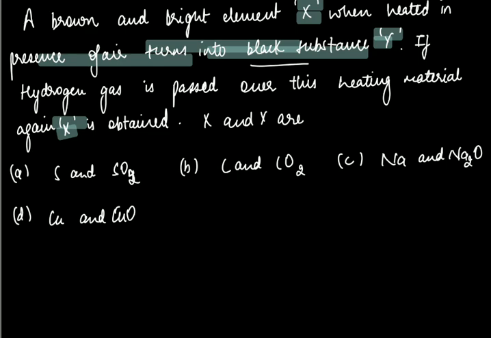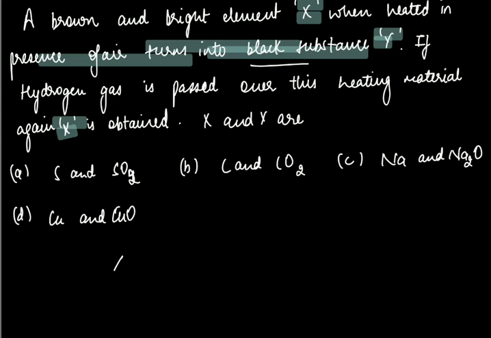So we have to decode this question, right? That's why I'm talking over here. So let's not talk about non-metals because most of their oxides are gases. So let's have a view that it's a metal. It's a brown and bright element, so we need some background information: most of the metals are silvery gray in color, but there are certain which are colored also, like gold is yellow and copper is reddish brown. So brown and bright, according to the options given over here, copper is the only option left. So let's write the equation just to prove it.